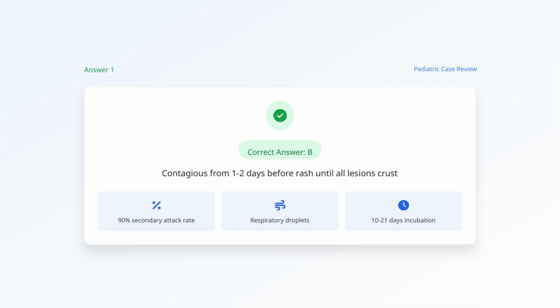The correct answer is B. Varicella is highly contagious beginning 1 to 2 days before rash onset until all lesions have crusted. This makes containment challenging as transmission occurs before diagnosis. The virus spreads through both respiratory droplets and direct contact with vesicular fluid, with an incubation period averaging 14 days.